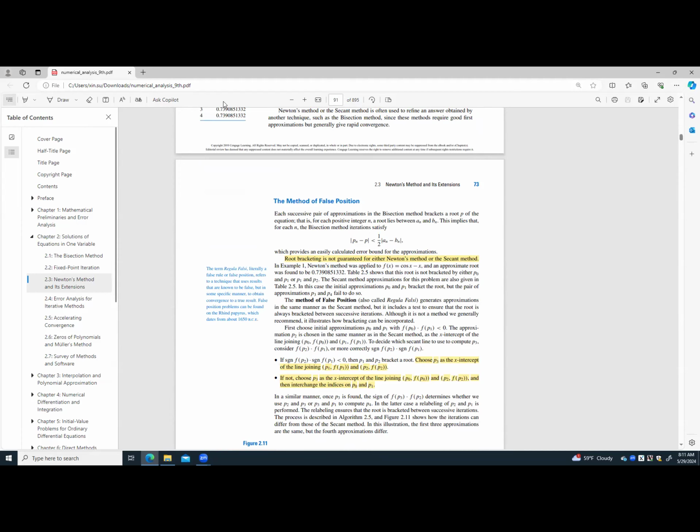Let me see. Yes, so this is section 2.3, under the Newton's method section, and you need to read the fourth-order methods. Just get the general idea for this one.